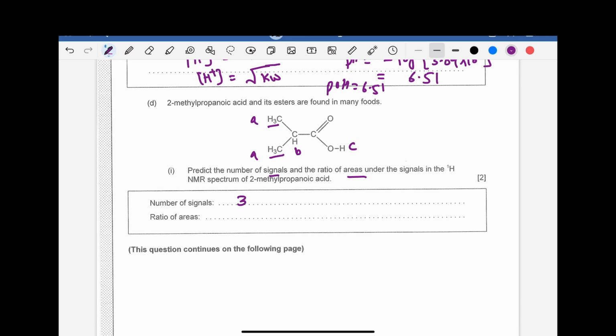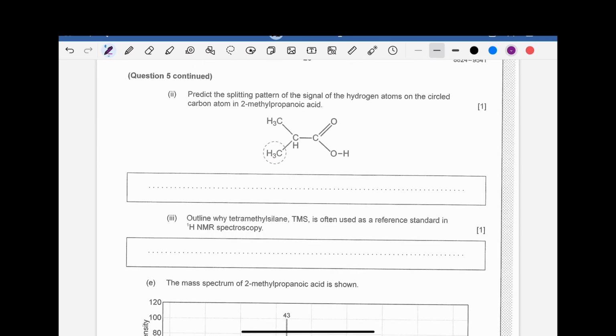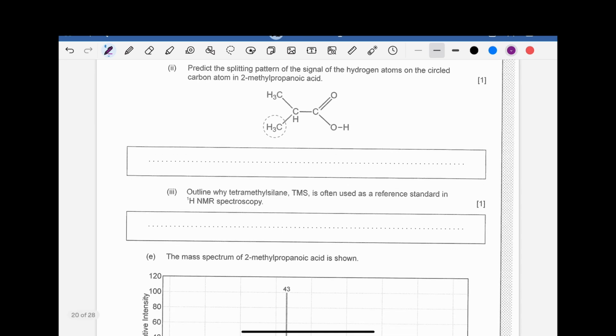CH3, so total 6 protons, they're in the same environment, so that will be 6. And then we have 1, and then we have 1. So the ratio will be 6 to 1 to 1. Predict the splitting pattern of the signal of the hydrogen atom on the circled carbon atom in 2-methyl propanoic acid. So we need to use the n plus 1 rule. We have 1 hydrogen next door, and hence the signal will split into 2. So we're expecting a doublet.